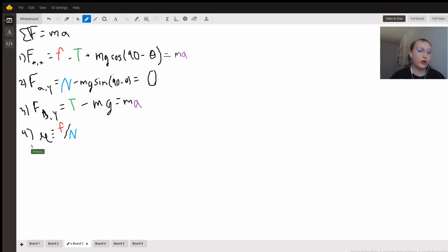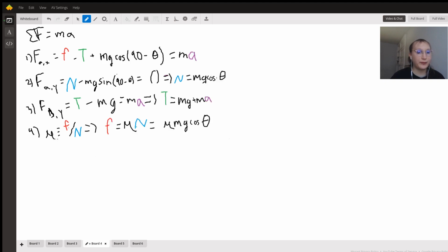Now for a fourth equation, because we have 4 unknowns and only 3 equations, we have to use the definition of the coefficient of kinetic friction to finish the problem, to close our system. We just say mu equals F over n. Pretty straightforward. Now, from here, the physics is over. We're just going to do algebra to finish things up.